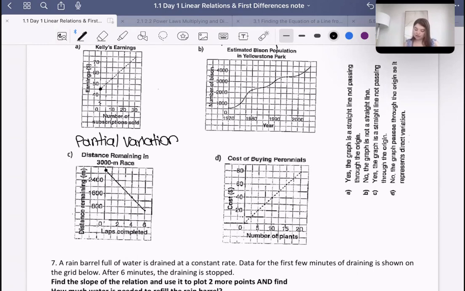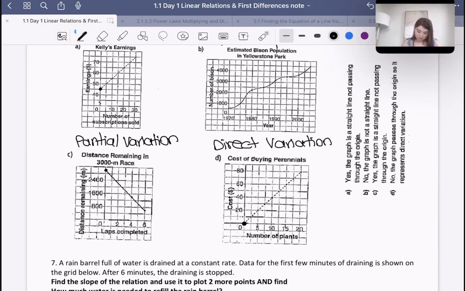Okay, which sounds like that's number of plants by the looks of it. And it looks like this would be direct variation because the y-intercept is 0, so therefore it would be direct variation. So that's why.